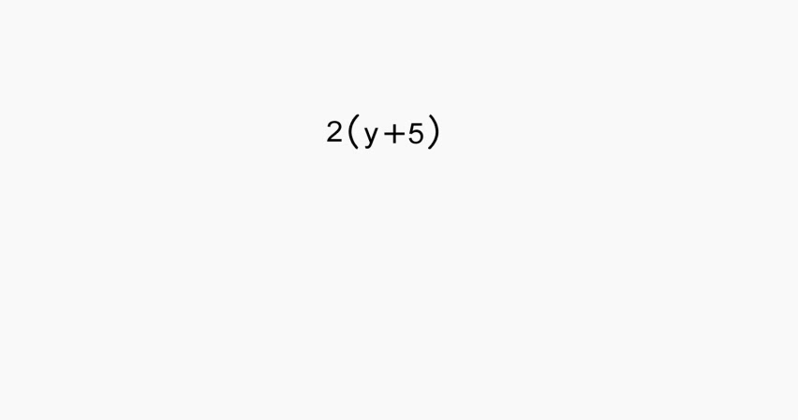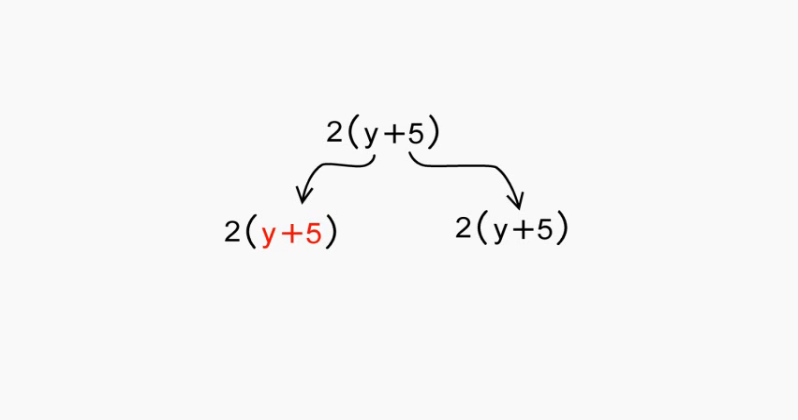This expression is read as 2 times the quantity y plus 5. Now you can't simplify this using the first method because you can't combine or simplify the numbers inside the parentheses since you don't know how much y is. So you can't go any further with that method. The second method is what you use to get rid of the parentheses.